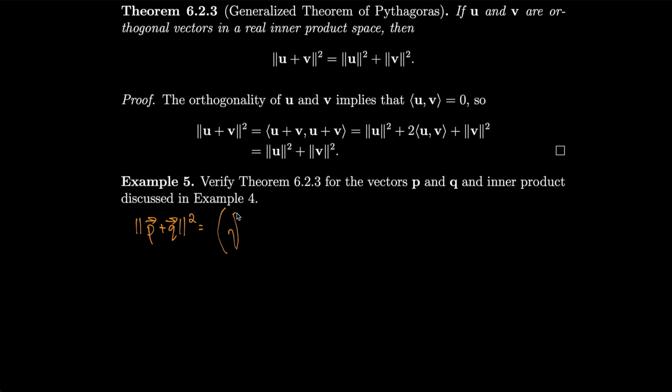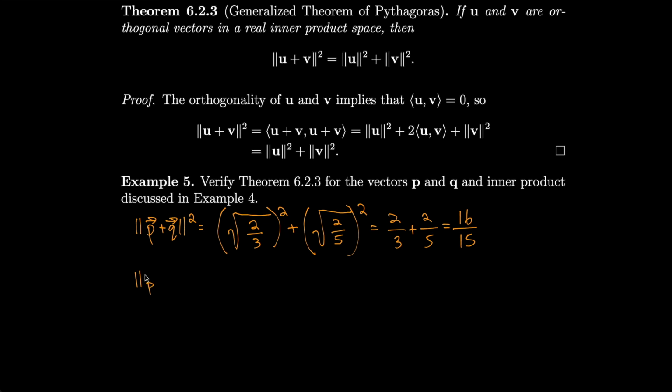So that'll be the square root of 2/3, squared, plus the square root of 2/5, squared, which would be 2/3 plus 2/5, which is 16 over 15 by the theorem. Now let's check it manually and make sure it matches.